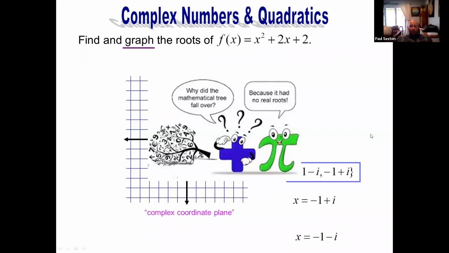And why did the mathematical tree fall over? Because it had no real root.